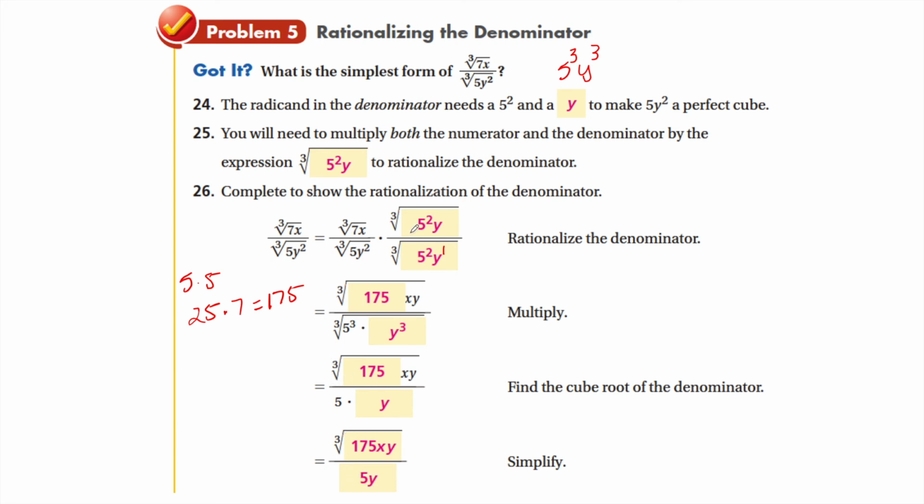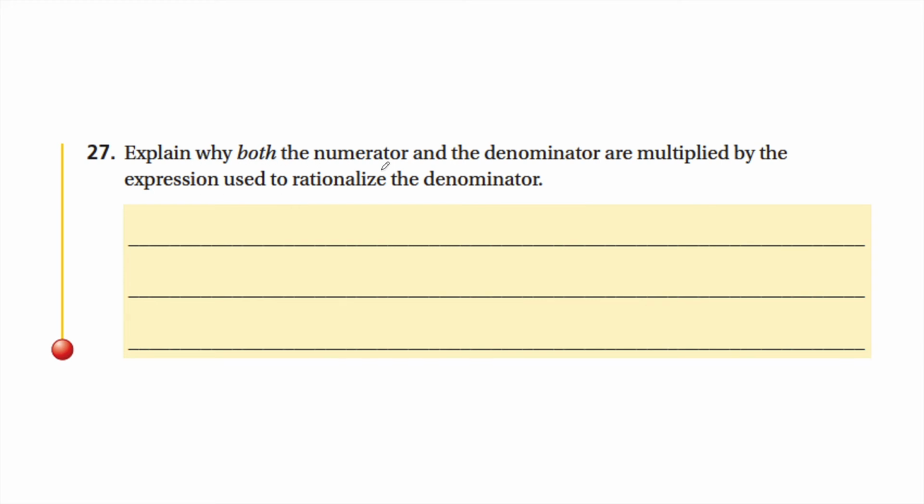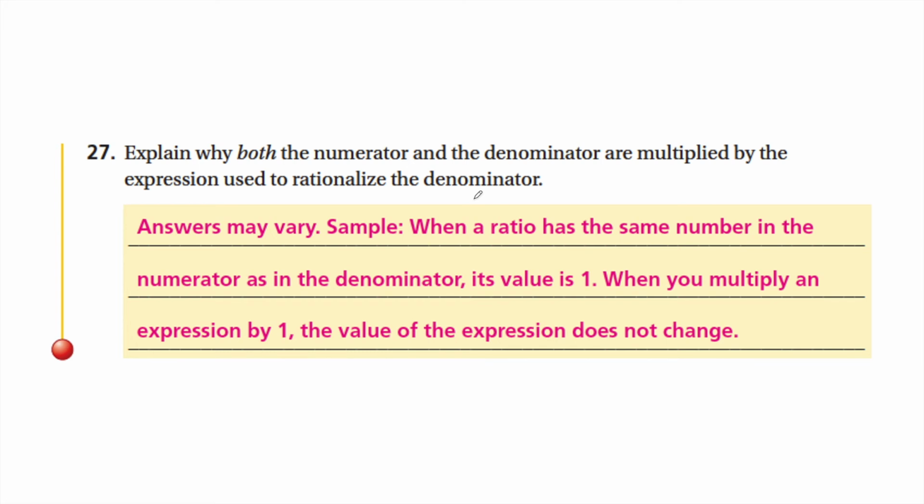Which brings us up to the last little bit, explain why both the numerator and the denominator are multiplied by the expression. Well, it kind of goes back to that very first slide that we talked about. And that is, if you multiply a number on the top and the bottom of a fraction, essentially you're just going to be multiplying by the value of 1. And when you multiply an expression by 1, the value of the expression does not change. So although it looks different, the actual value is going to stay the exact same.